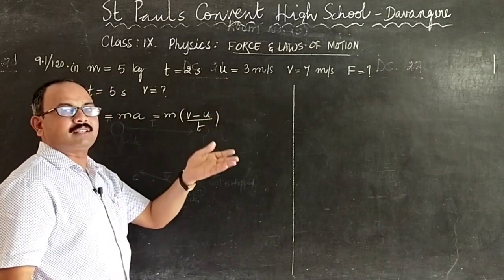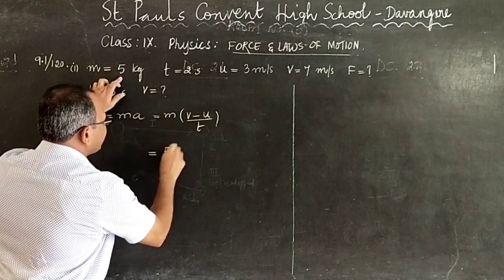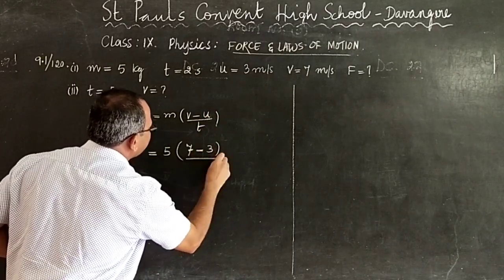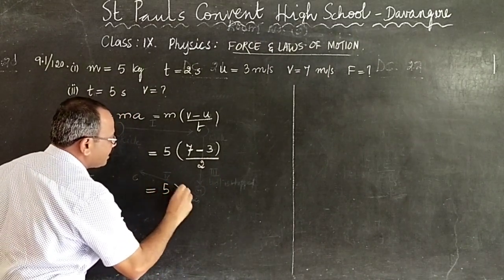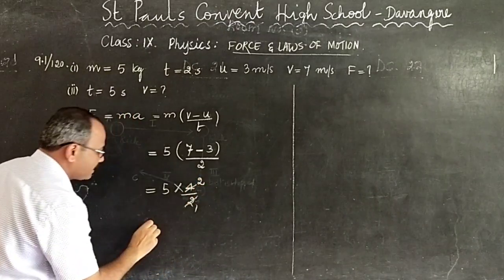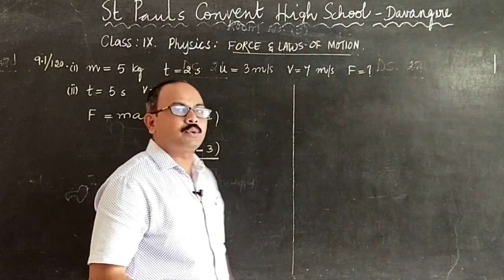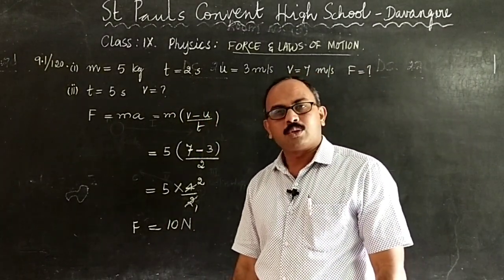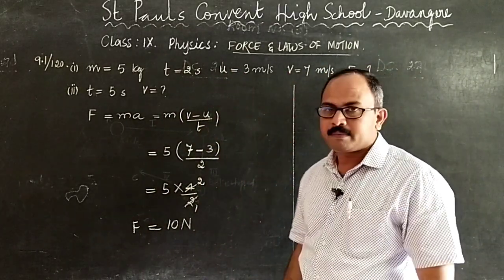All the parameters are given, children. So, mass is 5 kg, final velocity is 7 minus initial velocity is 3, time taken is equal to 2. This will be equal to 5 into 4 by 2, which is 2, 5 times 2, this will be equal to 10 Newton. Therefore, 10 Newton of force is applied on an object of mass 5 kg so that its velocity has changed from 3 to 7 in a duration of 2 seconds.